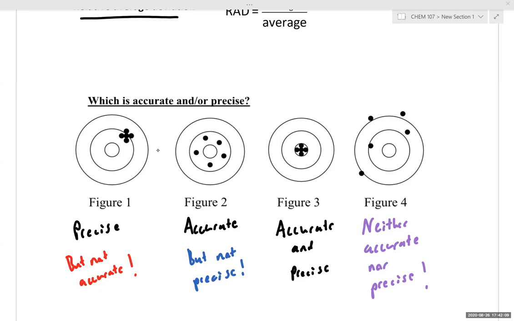Any questions on this idea? And we'll go over and discuss each of these accuracy and precision calculations in more detail in the laboratory, where these are used very commonly.